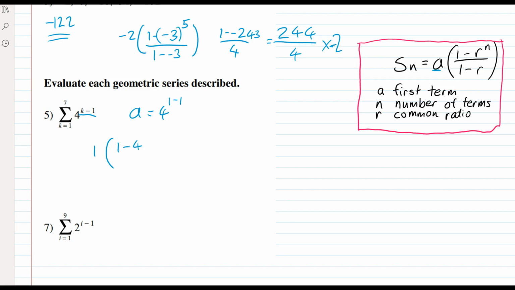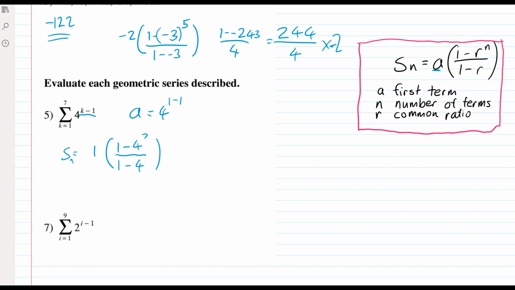Now I need to work out how many times I do 4 by itself. So the number of terms, 1 and 7. 1, 7. So that means there's 7 numbers in the sequence. That goes up the top because my n is 7. Then down the bottom, 1 minus 4 again. Okay, and that's the substitution done. Just for neatness, that equals Sn.